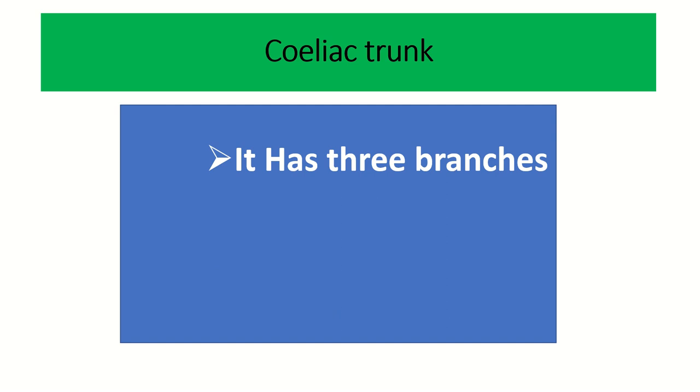We know that the celiac trunk is one of the branches of the abdominal aorta. That means the direct branch of the abdominal aorta, and it is the anterior branch. The abdominal aorta has different side branches, such as the anterior branches, posterior branches, lateral branches, and terminal branches. Among them, the celiac trunk is the anterior branch of the abdominal aorta. And this celiac trunk has three branches.